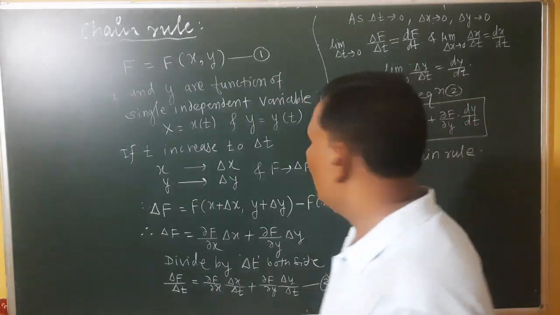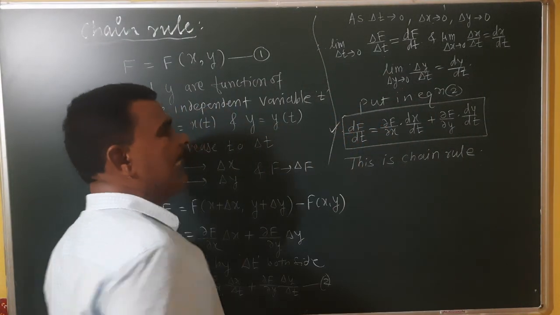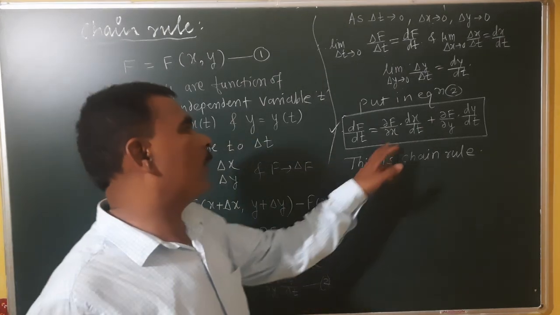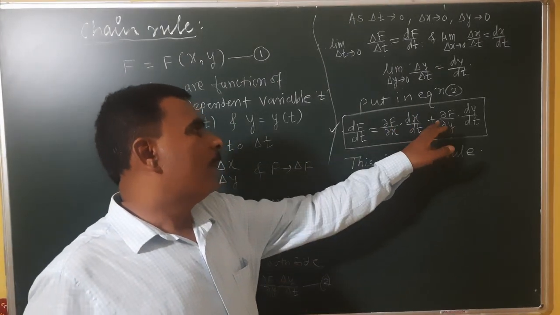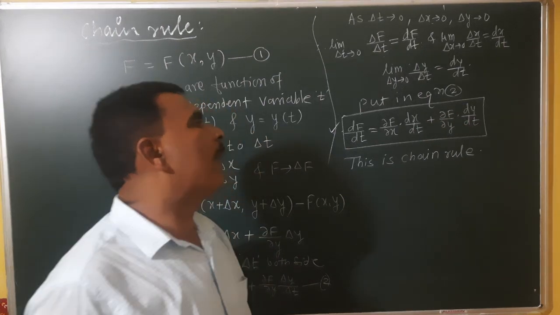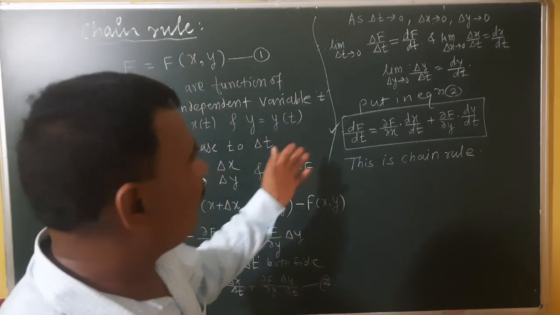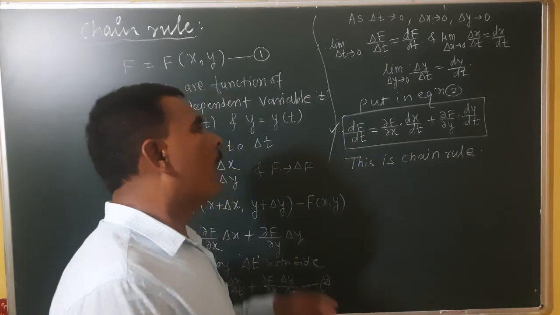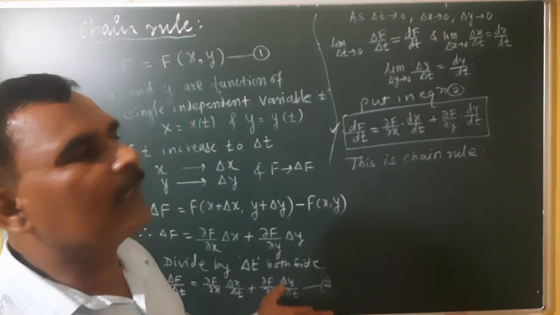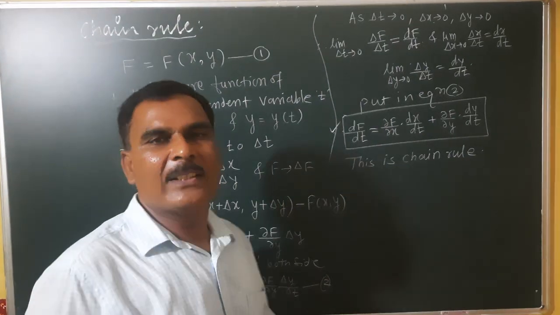What is the chain rule? That is, df by dt is equal to dou f by dou x into dx by dt plus dou f by dou y into dy by dt. This is called the chain rule. Similarly, this is for a function of two variables. Also we have to write the chain rule for three functions, say x, y and z.